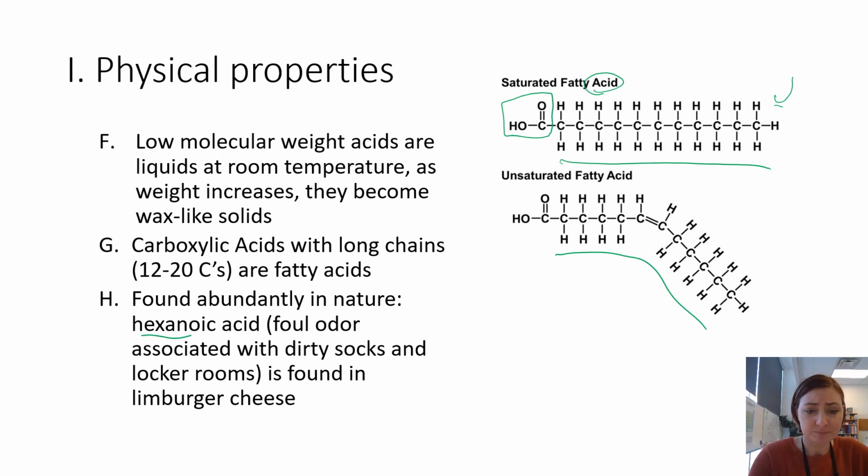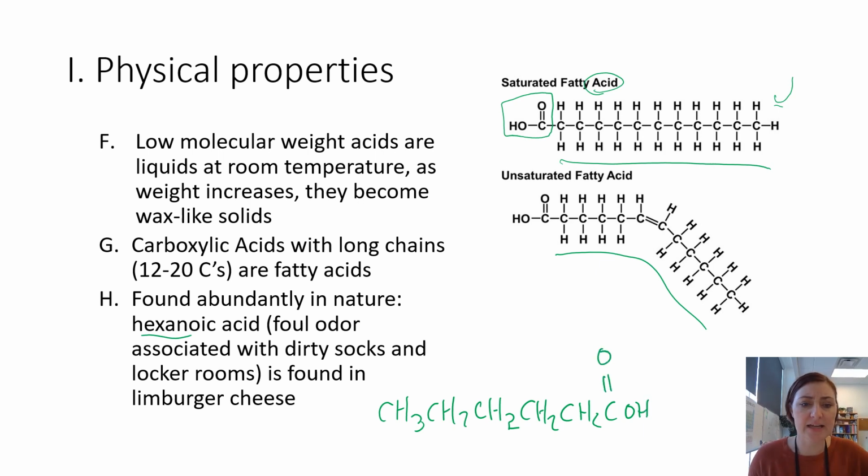Hexanoic acid, which is a 6-carbon, 1, 2, 3, 4, 5, 6, hexanoic acid is the foul odor that's associated with locker rooms and dirty socks. Also, hexanoic acid is what's responsible for giving Limburger cheese its characteristic smell and odor. And if you haven't had a chance to try Limburger cheese, I strongly encourage you to do so. It smells horrid, but tastes delicious. You ought to try it.